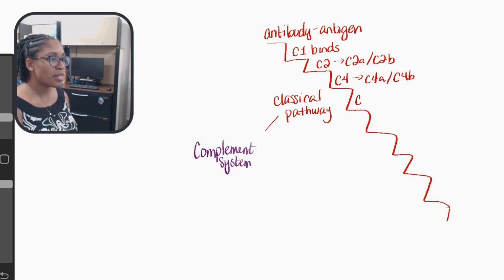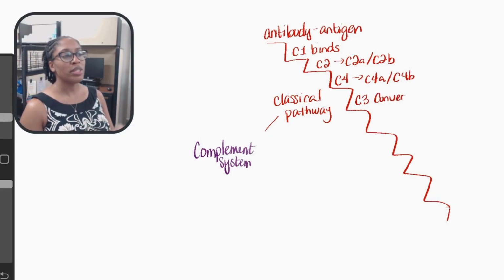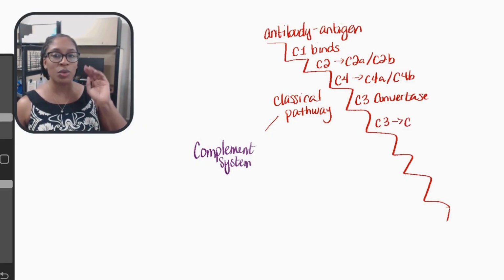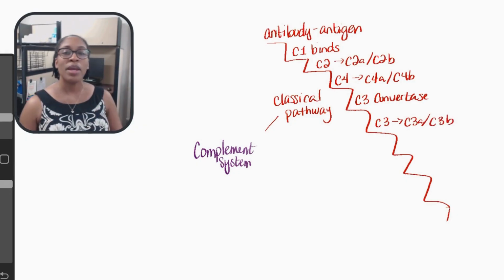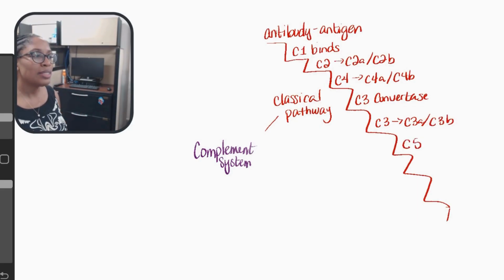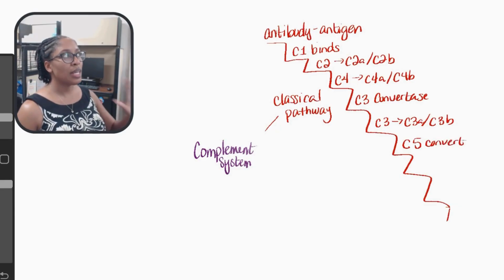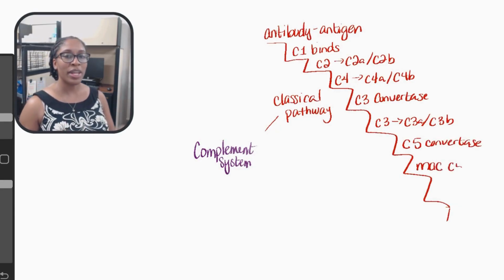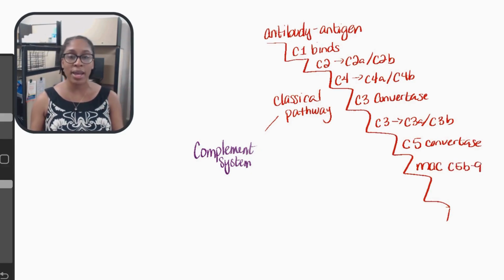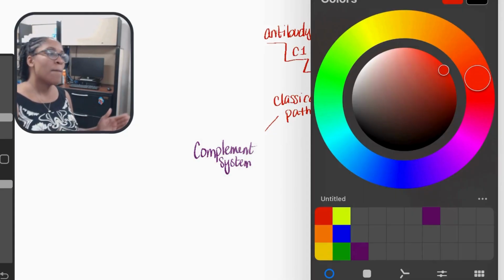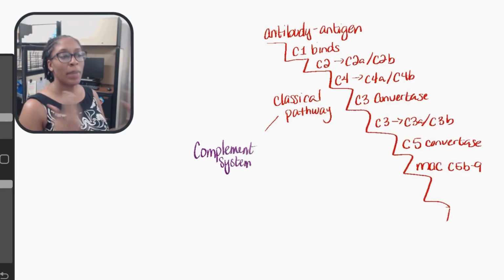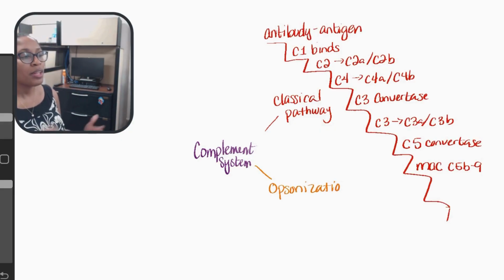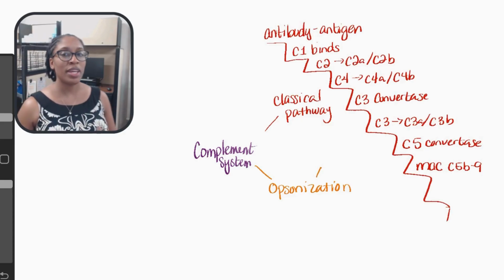C4 into smaller fragments. These fragments form the C3 convertase enzyme, which splits C3 into C3a and C3b. Now, C3b binds to the complex to create C5 convertase, which initiates the assembly of the membrane attack complex, or MAC. Now, the MAC punches pores into the microbial membrane, allowing water to rush in and lyse the cell. Now, this is effective against gram-negative bacteria.